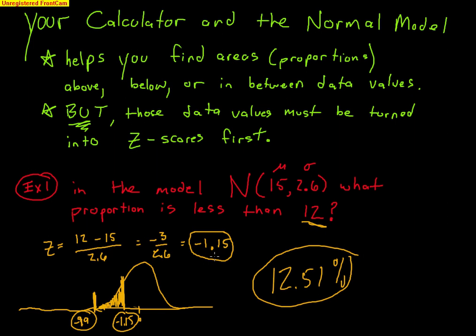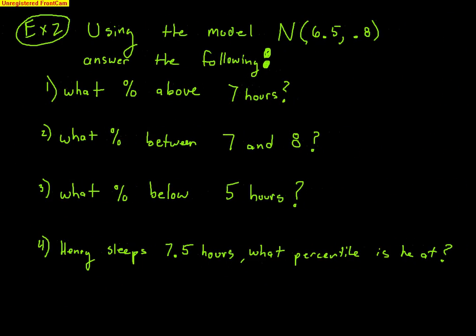So the first thing is I needed to find 12's z-score, and then I need to understand how to give an interval on the calculator using normal CDF to calculate that value. All right, let's practice some more.